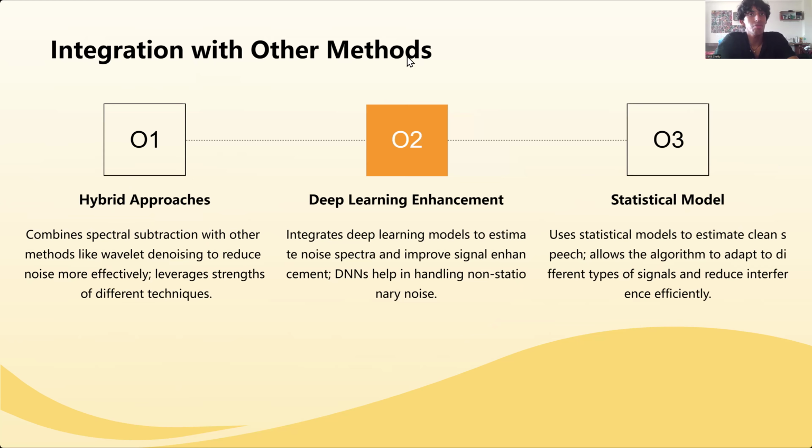Now we have integration with other methods, where spectral subtraction can be combined with various approaches, such as the hybrid approach, where we combine spectral subtraction with other methods like wavelet denoising to reduce noise more effectively, leveraging strengths of different techniques. Then we have deep learning enhancements, which use language models to estimate noise spectra and improve signal enhancements. DNNs also help in handling non-stationary noise. And then the statistical model, which adapt to different signals and noise types. Modern systems often combine classical and AI-based techniques to help boost these methods further.